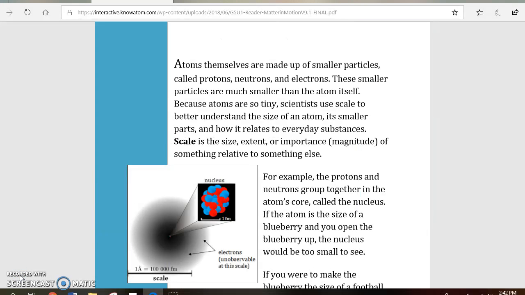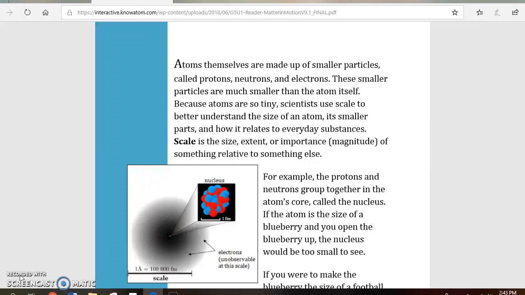Atoms themselves are made up of smaller particles called protons, neutrons, and electrons. These smaller particles are much smaller than the atom itself. Because atoms are so tiny, scientists use scale to better understand the size of an atom, its smaller parts, and how it relates to everyday substances. Scale is the size, extent, or importance, magnitude, of something relative to something else.